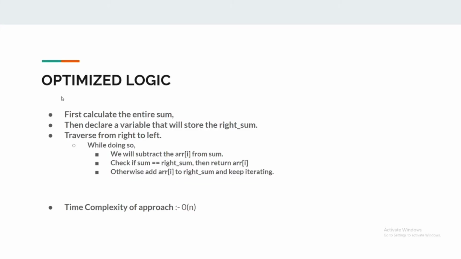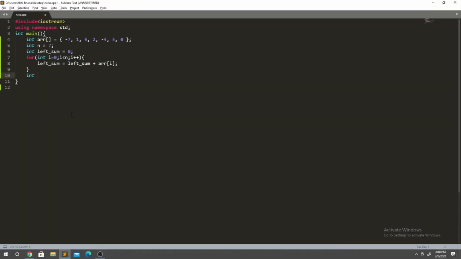Now the next step says that we need to declare another variable that will be storing the right sum. So we create another variable, let's name it right sum, and again initialize it to 0 because it is not having any value. Now the logic says that we have got the left sum and right sum variables created, and we start traversing from the end. Pick each element one by one: first pick 0, then -3, then 4 and so on.